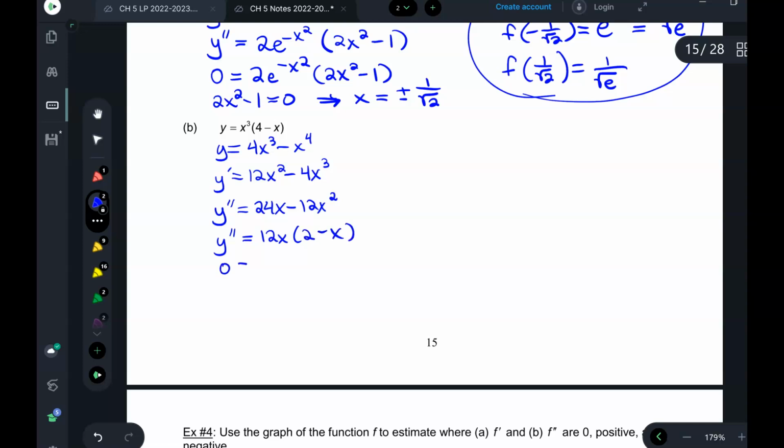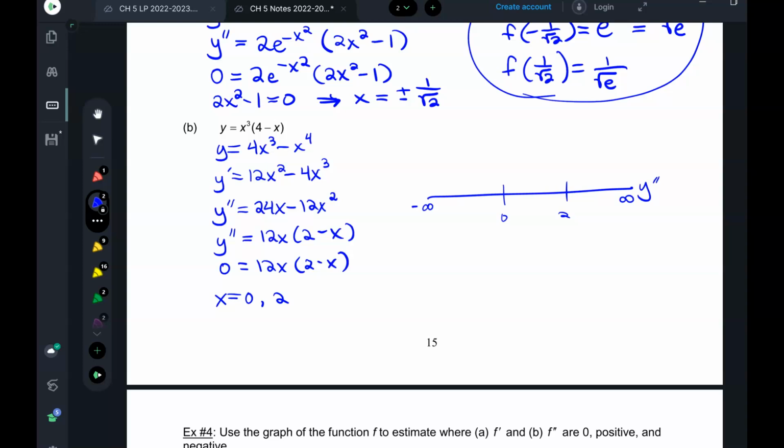Equals 0, and x equals... good. So x equals 0 and 2. Oh, I didn't say the domain, but we see that it's all reals. Of course. Okay, again, I like to use the factored form, but it doesn't really matter.